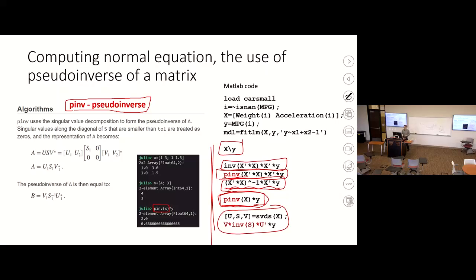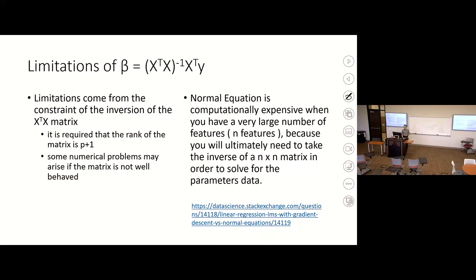So which one are we going to use? The limitation of this is that it's sometimes not so stable, especially because of the inverse operation. And it's computationally expensive.